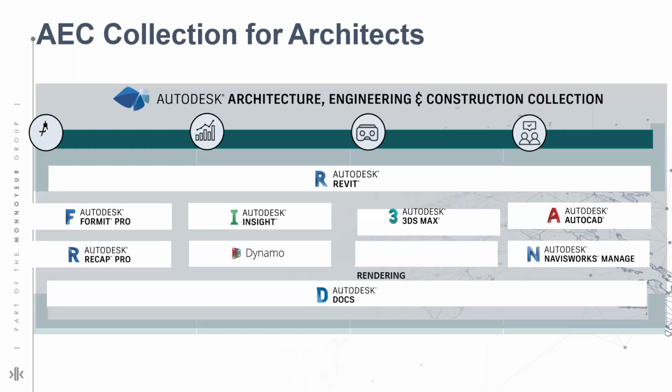Similarly, Autodesk Insight is for energy analysis, to see what performance the building will give. Dynamo is for automation, 3ds Max and Twinmotion are for rendering or visualization. CAD is for general 2D drafting.